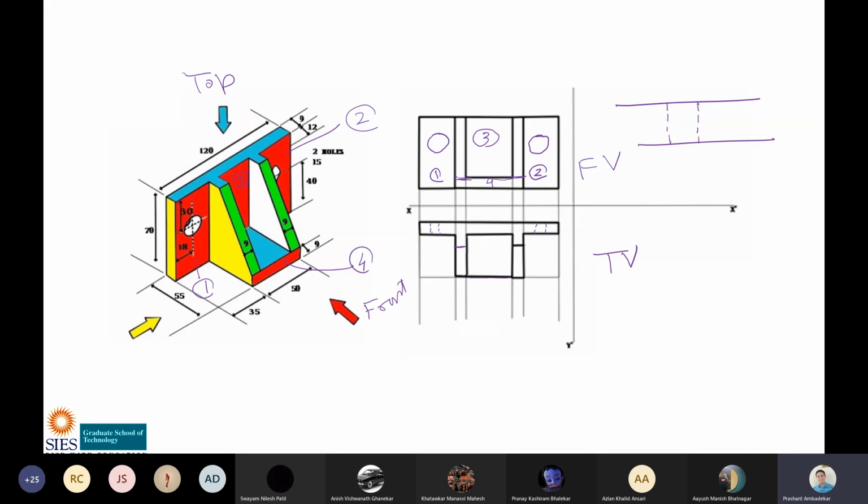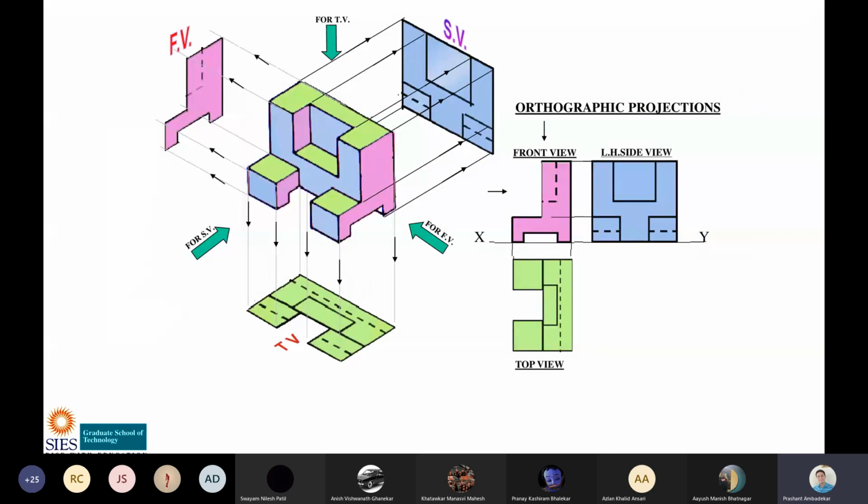Any other question to any other student? Okay, next object. Now I am going to show you the next object. See, this is pretty clear. For the front view, where is the observer? Front view is observed from here. Top view is observed from here.